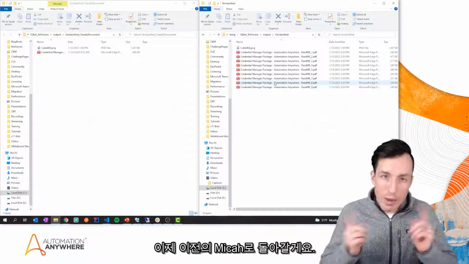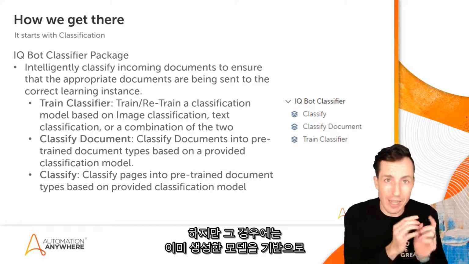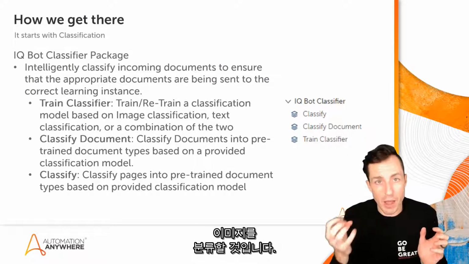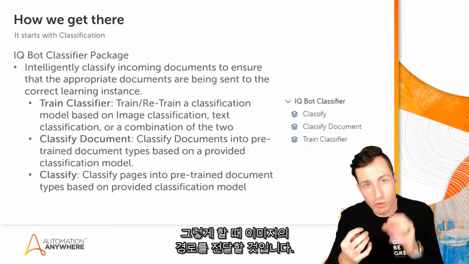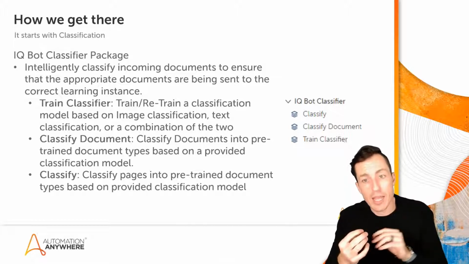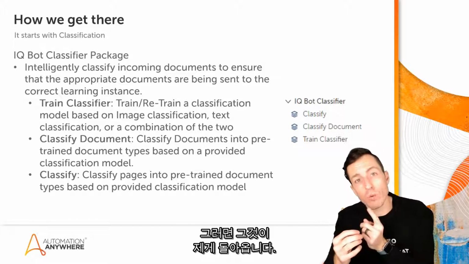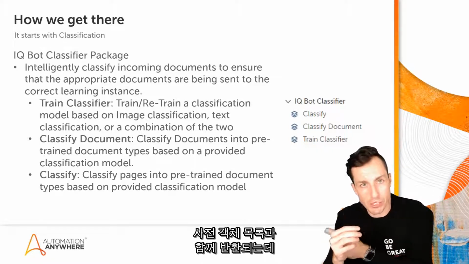Okay, now back to this other Micah. But in that case, I'm trying to classify an image based on that model that I've already created. And when I do that, I'm going to pass it the path to an image. I'm going to pass it a location to save the results out. And then it's going to come back to me with, and this is kind of weird, a list of dictionary objects.